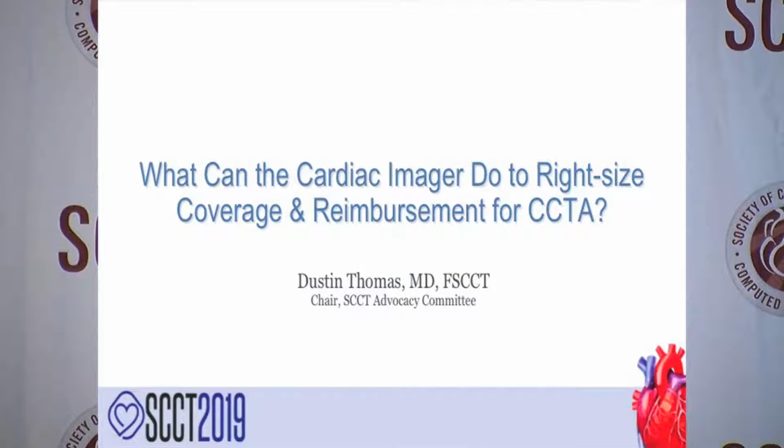And in combination with the Education Committee, the Advocacy Committee would like to bring you this educational offering to help educate the cardiac imagers in the community and what we can do to help right-size coverage and reimbursement for CCTA. I have no pertinent disclosures.